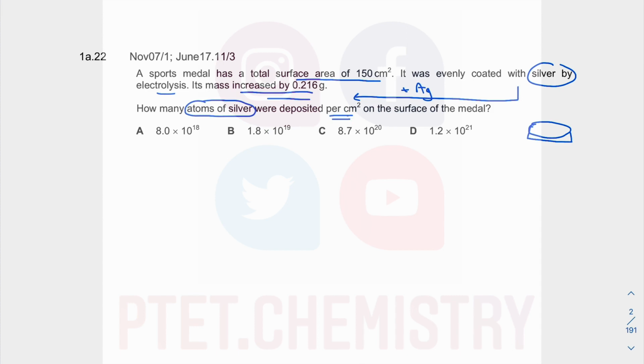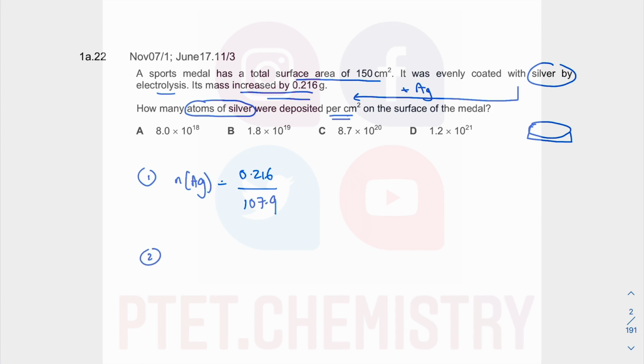So we need to find the mole of the silver first, which is 0.216 divided by the atomic mass, 107.9, from the data booklet, the periodic table. I guess I can express it as a full answer, but I choose not to.